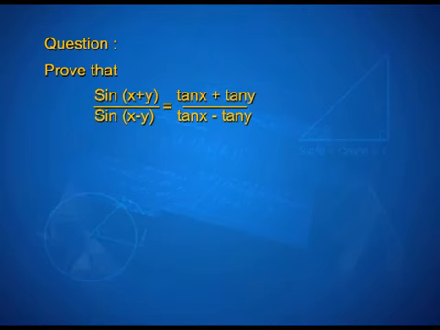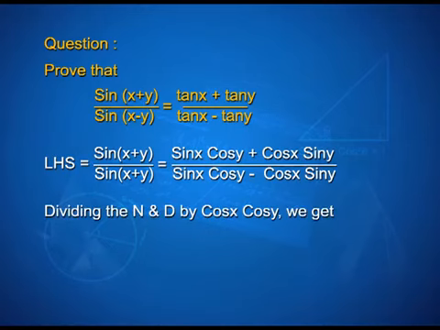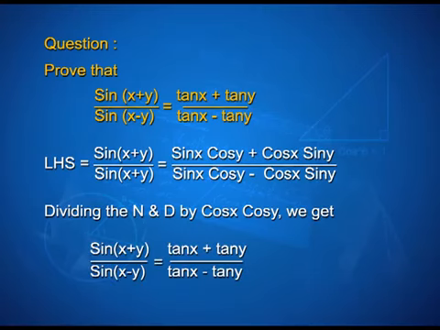Let us take the left hand side as sin of x plus y upon sin of x minus y. Using the identities, we can write as sin x cos y plus cos x into sin y upon sin x into cos y minus cos x into sin y. Now, dividing the numerator and denominator by cos x into cos y, we get sin of x plus y upon sin of x minus y as tan x plus tan y upon tan x minus tan y.